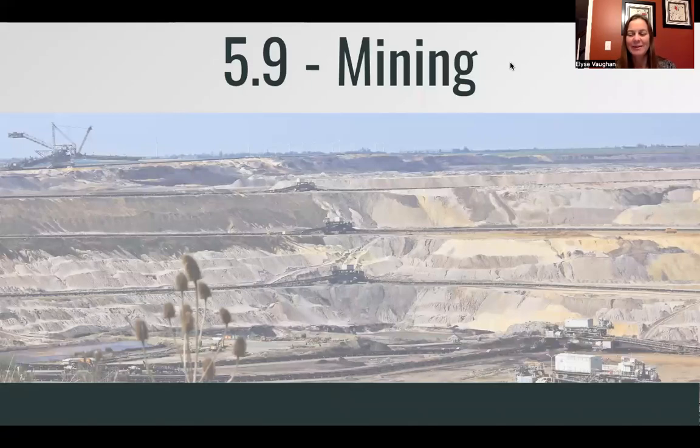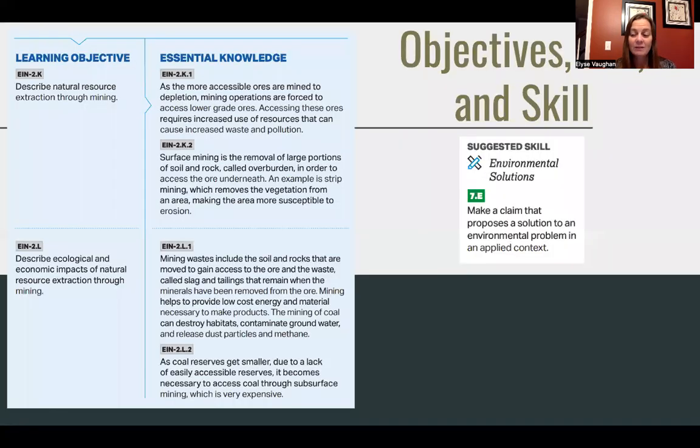So today we're talking about mining. We're going to discuss different types of mining. We're going to consider what resources are being extracted from the ground, and we're going to discuss the environmental and economic impacts of mining. So our objectives for today are to be able to describe our different types of mining and to describe the ecological and economic impacts of mining.